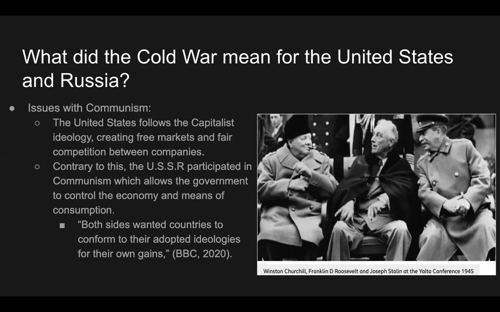means of consumption. A quote from a BBC article says, "Both sides wanted countries to conform to their adopted ideologies for their own gains." So it was this competition as to who can spread their ideologies the fastest and the farthest.